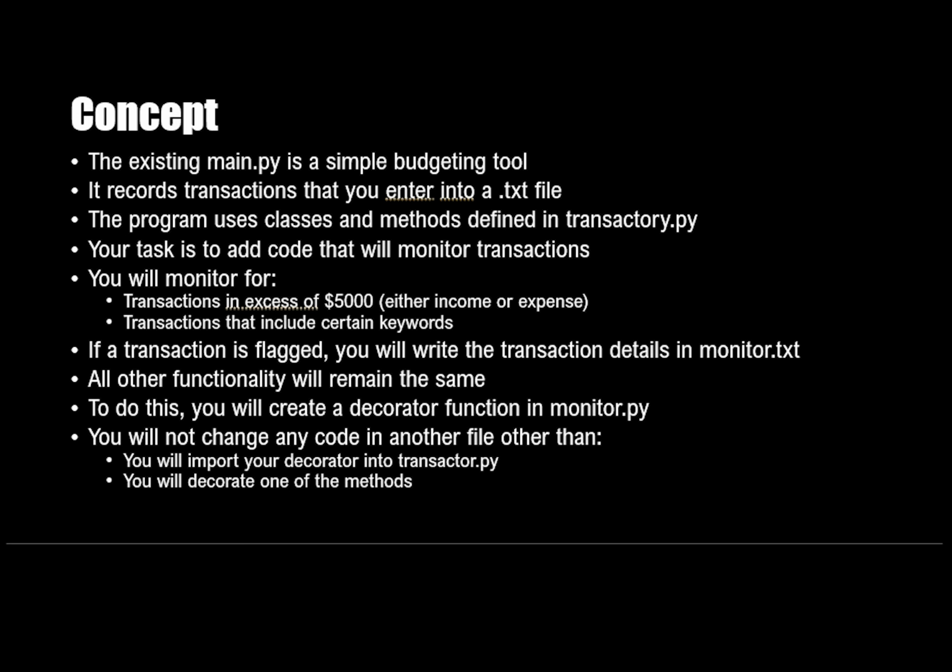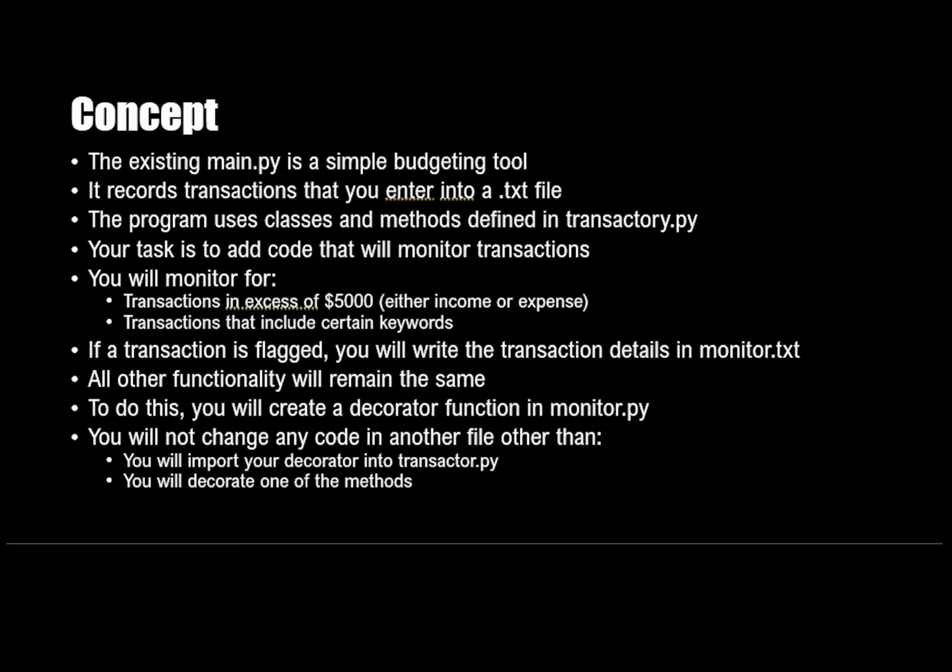The program uses classes and methods that are defined in another file called transactor.py. Your task is to create code that will monitor transactions that happen when the user is using this program. Specifically, you're going to monitor for transactions that are in excess of $5,000 or transactions that include certain keywords. Any transaction that's above $5,000 or contains one of those keywords is going to get flagged. If a transaction is flagged, the information will be written into a file called monitor.txt. All of the other functionality will remain the same for the existing code, so the user won't even notice that the transactions are being monitored and written into another file.